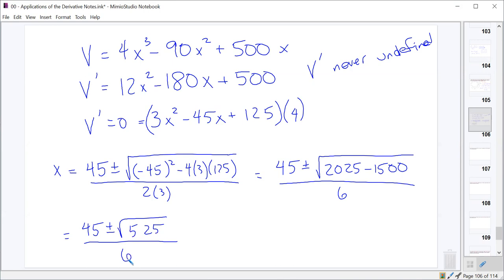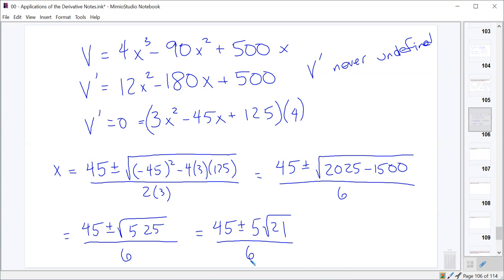all over 6. And I think right off the bat, it's pretty obvious that 525 can be simplified, that radical can be simplified, because it divides evenly by 25 really nicely. And 21 times 25 is 525. So this is 45 plus or minus 5 times root 21 all over 6. And that gives us 2 different critical values.